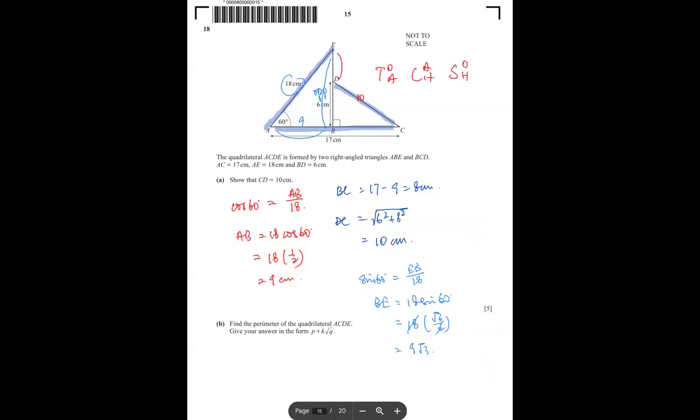Okay, now we don't want EB, we only want ED. So ED, right here, is 9 root 3 minus 6, which is 3 root 3. Okay, so the perimeter is 18 plus 17 plus 10 plus 9 root 3 minus 6. Then we just evaluate this. 35, 45, 45 minus 6 is 39. So it's 39 plus 9 root 3.